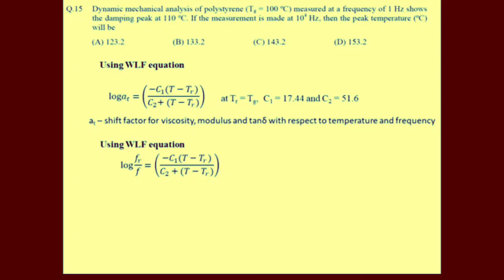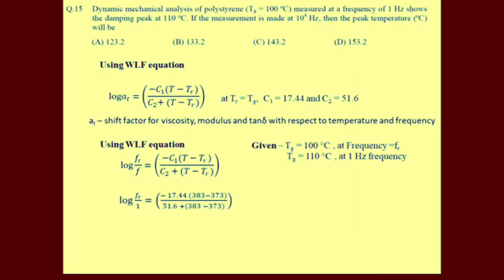To find the damping temperature at 10 to the power 4 Hz frequency, we have to first calculate the frequency at actual glass transition temperature, which is 100 degrees C. By putting the values of given Tg, frequency, and C1 and C2, which have universal values of 17.44 and 51.6 respectively near Tg, we find that the glass transition temperature was measured at 0.001475 Hz frequency.